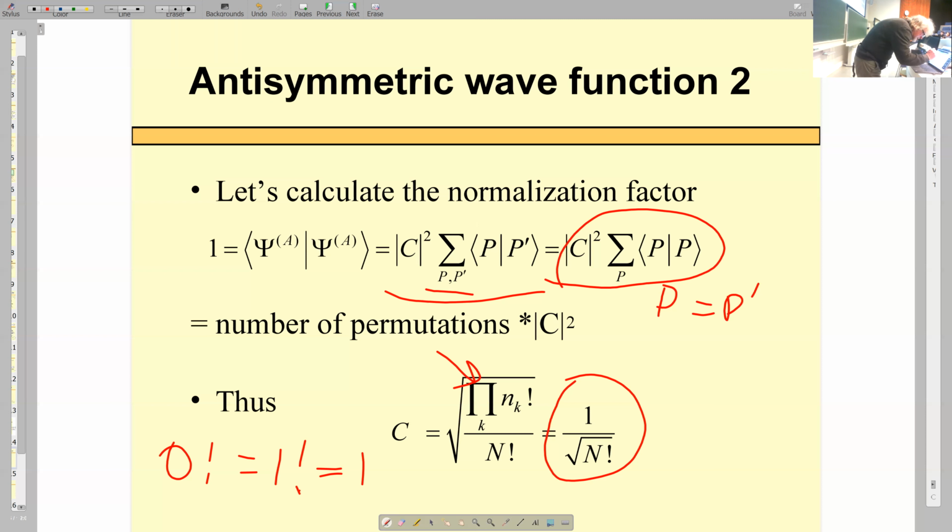Yeah, it is not important what permutation it is, if it changes sign or not. It's not important for this calculation because we sum up squares, right? We sum up squares, so plus minus doesn't matter.